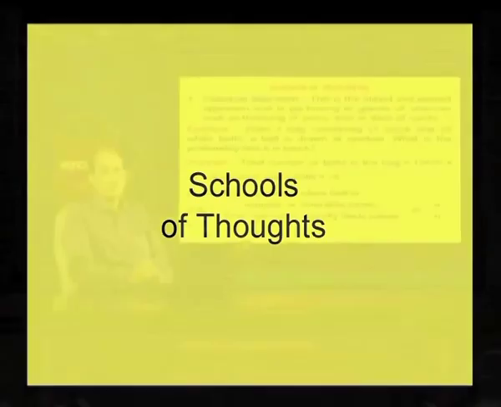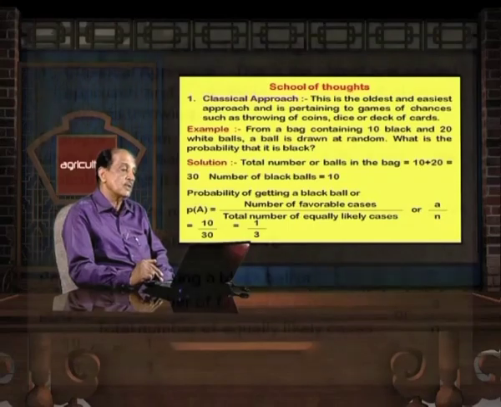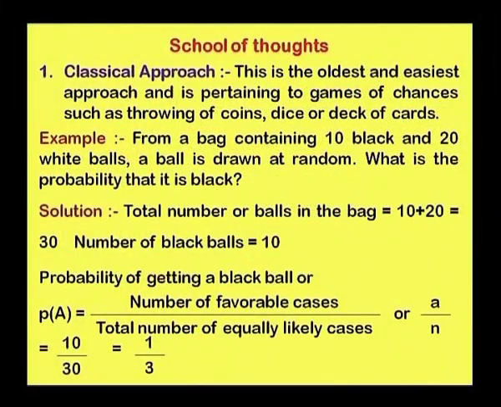Now, what are the schools of thought applicable in respect of probability? The first is the classical approach. This is the oldest and easiest approach and pertains to games of chance such as throwing of coins, dice and a deck of cards. So far as the classical approach is concerned, it is applicable only in respect of games of chance.